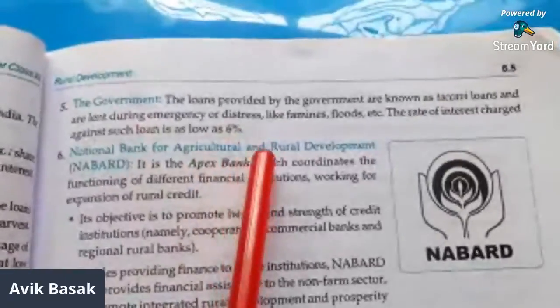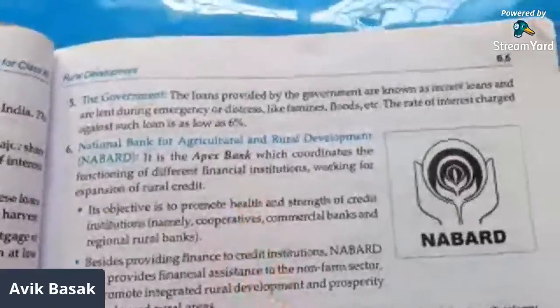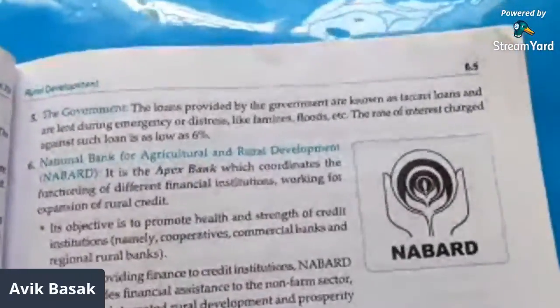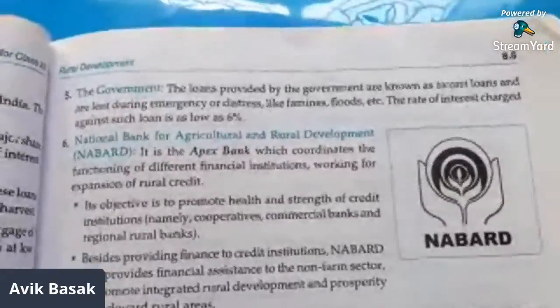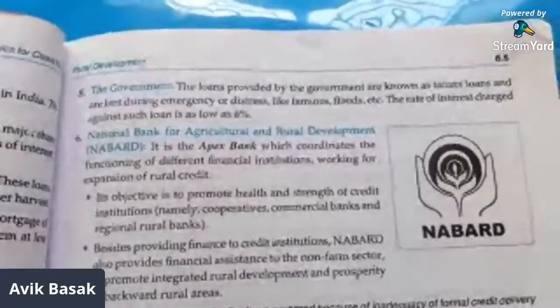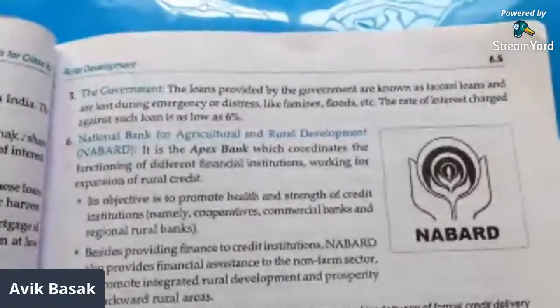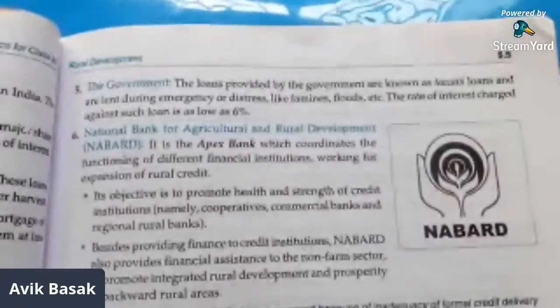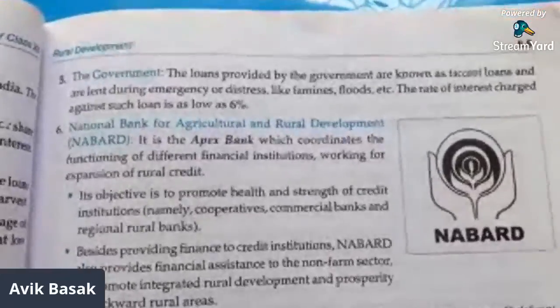National Bank for Agriculture and Rural Development, it is the apex body. Just like RBI, NABARD is like RBI. RBI looks into the matters of all banks, commercial banks, and NABARD looks into those banks that came up to provide support or help to the people of rural areas.